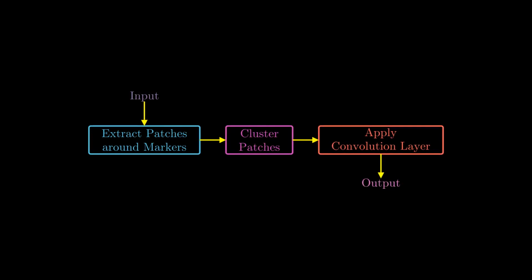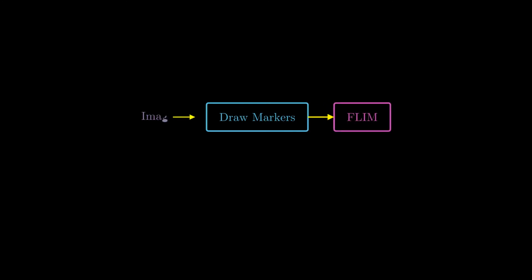The whole process can be summarized in these steps. Extract patches from around markers, cluster those patches, and apply the convolutional layer. To apply FLIM to some problem, one can follow these steps. Draw markers in an image, apply FLIM to build a feature structure, use the feature structure, and if the user feels the need to improve the results, they can add more markers. As the user adds markers to enhance the delineation, we can update the model with new features learned from the new markers.